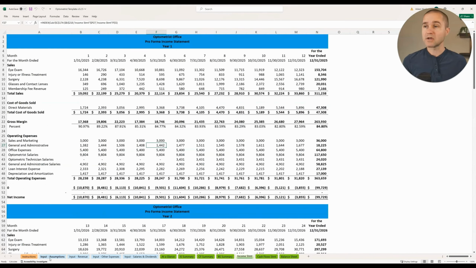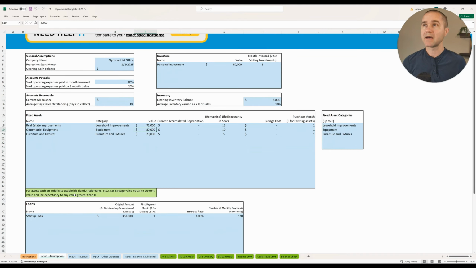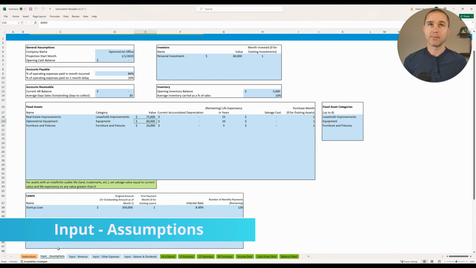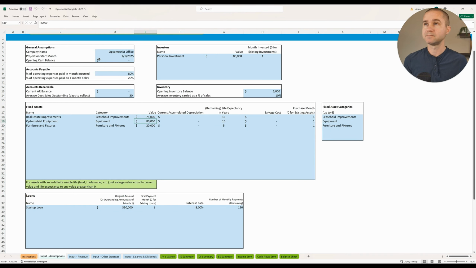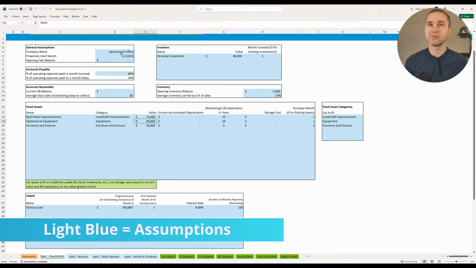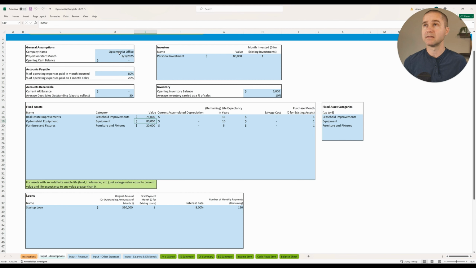Now, in order to produce all of those reports, we have a little bit of work to do. So we're going to come back here to our input assumptions tab. I'm going to walk you through how to fill this out. The first thing you need to know is that every cell that's highlighted in blue is an assumption that you can change without breaking something in the model.